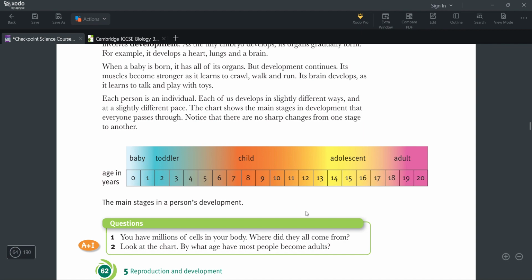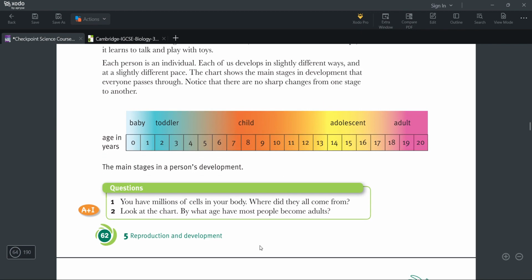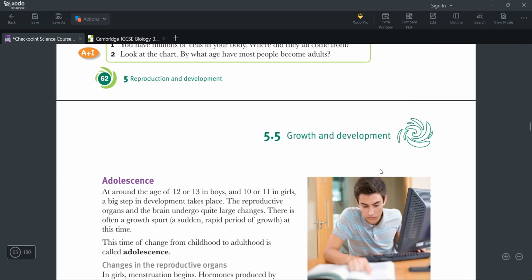Okay. The message is these are the main stages in a person's development. Have a look at the million cells in your body. Where did they come from? I'm sure we have answered that above. Look at the chart. By what age have most people become adults? So about 20, by the looks of it, from this chart.